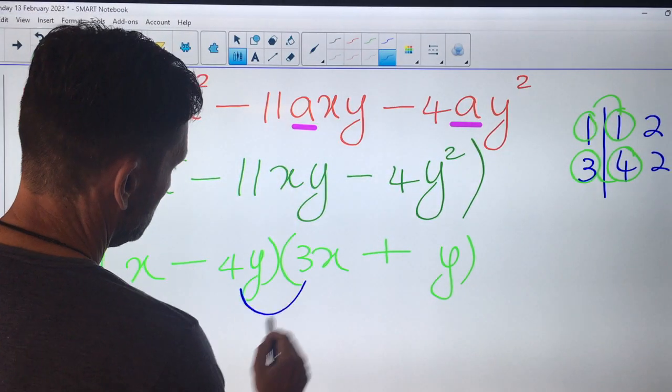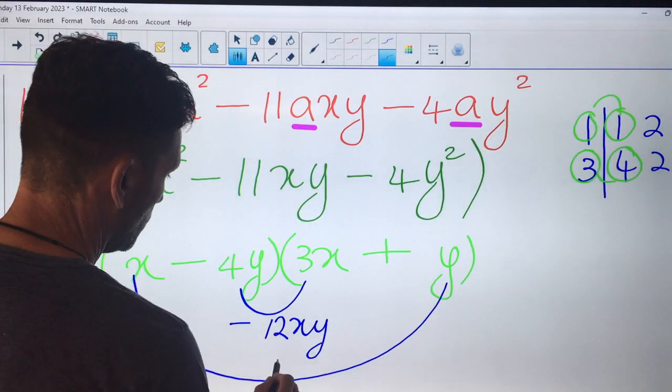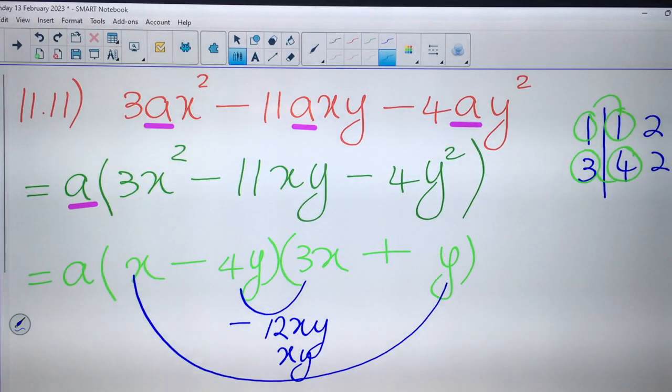So just to do this again, there's minus 12xy, and over here we have 1xy. The difference is indeed going to be minus 11.